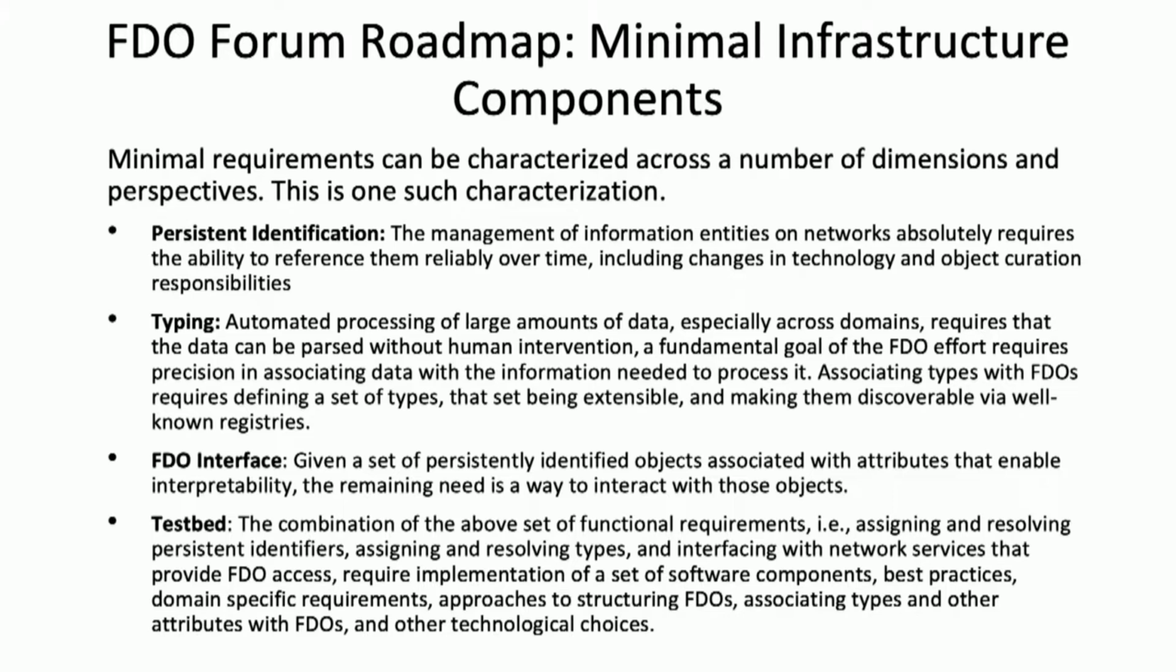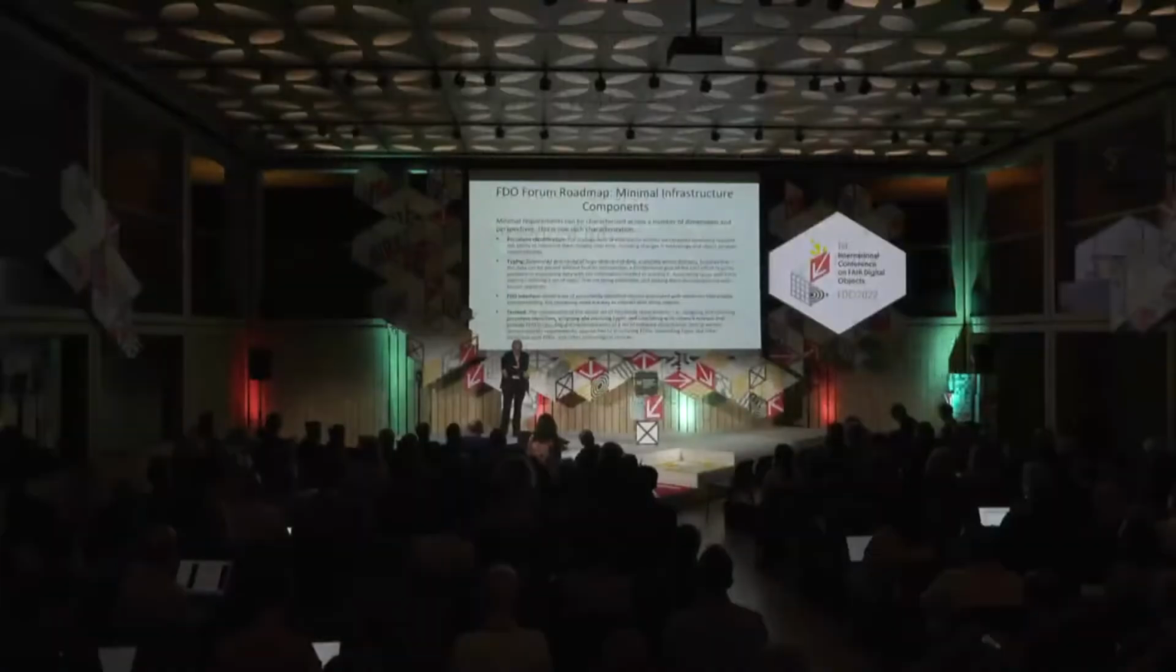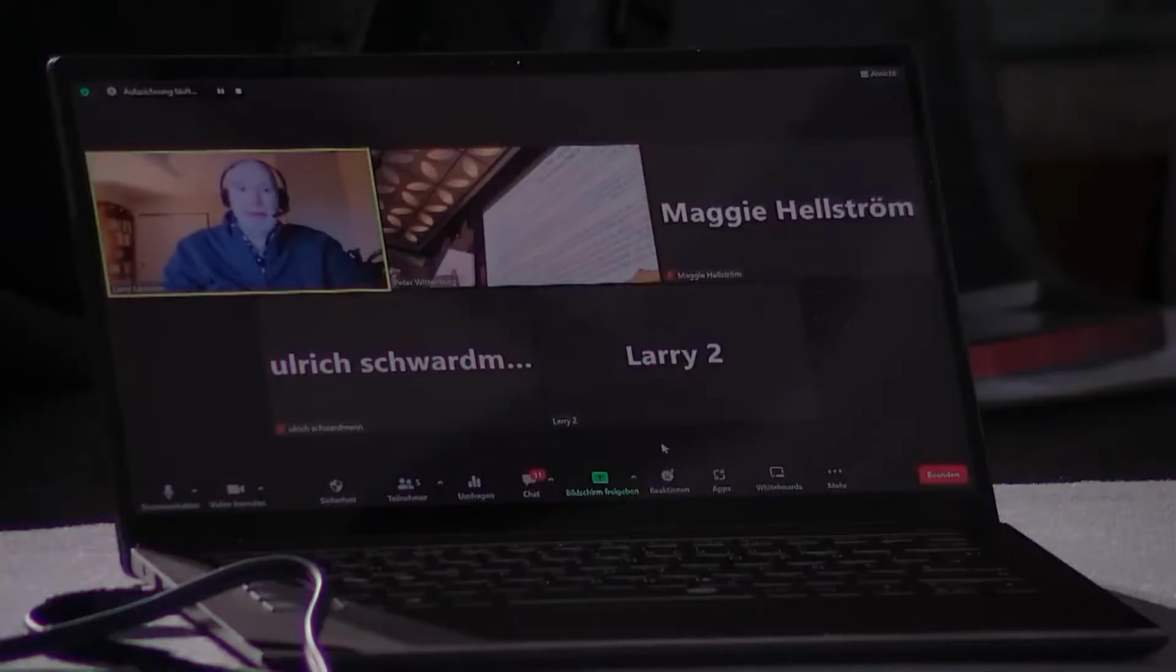Then we need a way to speak to these objects. If you follow the rest of the stuff above, you have persistently identified objects associated with attributes that enable interpretability, and I need a way to interact with those objects. Again, that interaction has to be more than give me the object or show it to me. If I'm going to interact with 1 million objects, I can't look at every one of them. I have to have some way to interact with them. And that requires an interface or a commonly agreed upon set of interfaces that everyone understands.